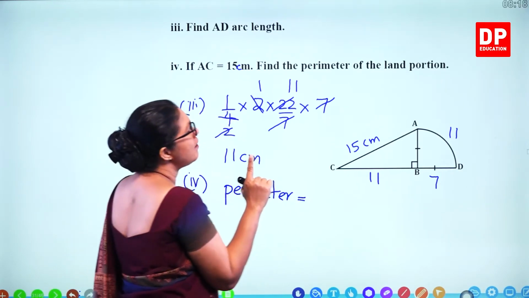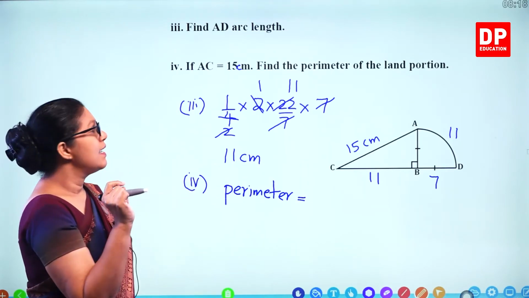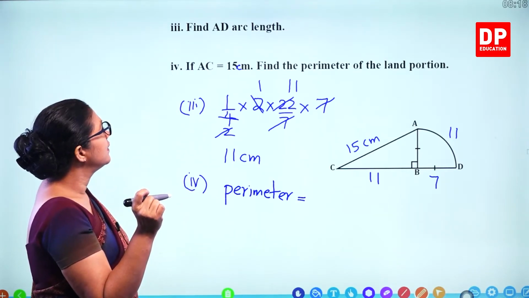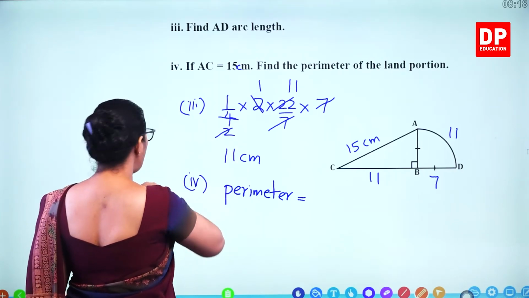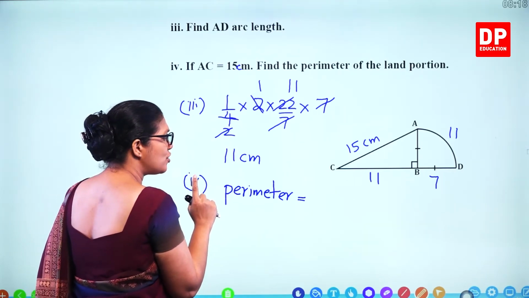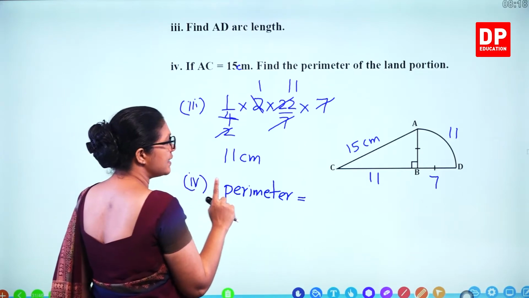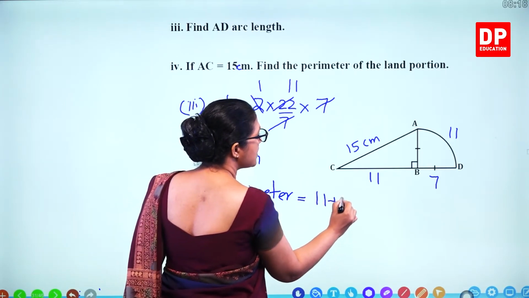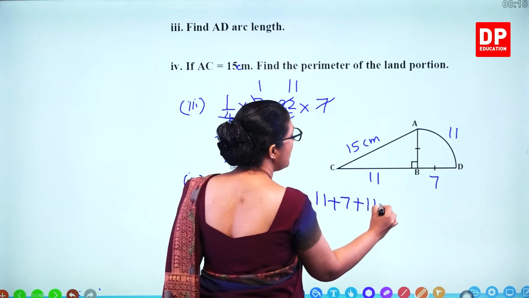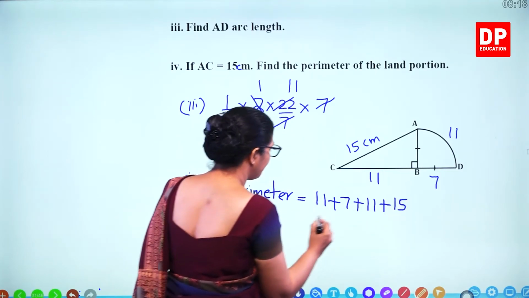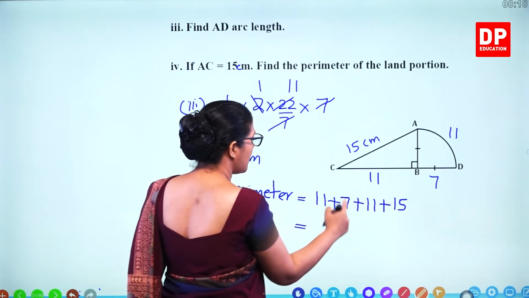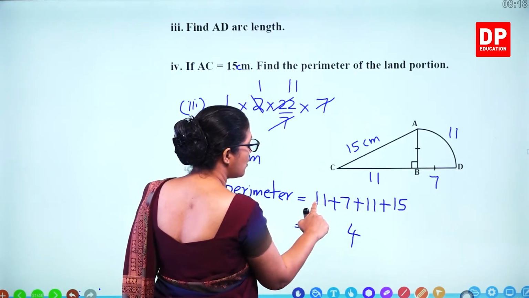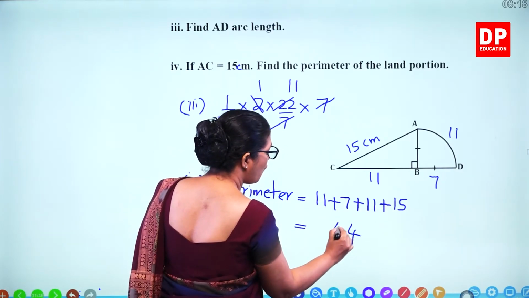If it's a land, all the units should be meters. Then we have to change everything to meters. So we'll do that because this is about a land. So 11 plus 7 plus 11 plus 15. We'll write in meters. 5, 6, 7, 14, 2, 3, 4. 44.